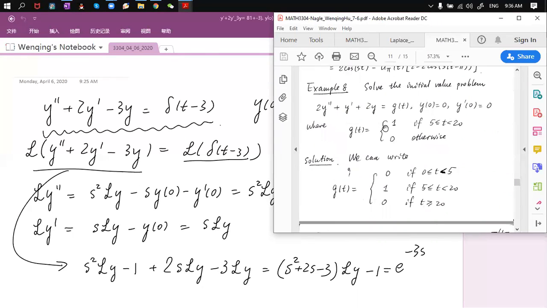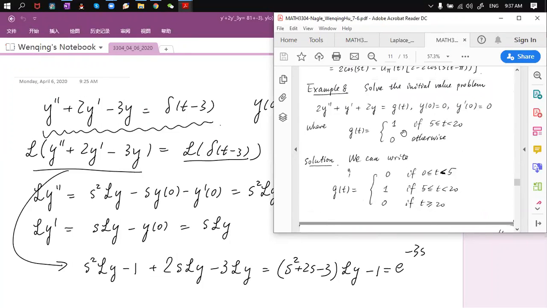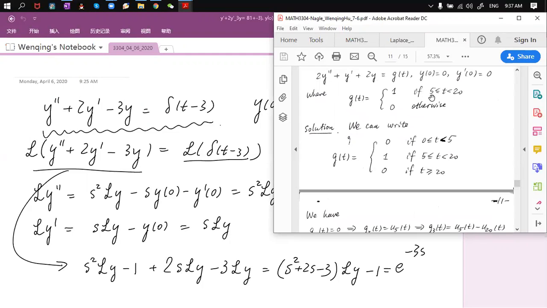Okay, so this one says, can you solve the initial value problem: 2y double prime plus y prime plus 2y is equal to g of t, where y of 0 is 0 and y prime of 0 is 0, where g of t is equal to 1 if t is between 5 and 20 and 0 otherwise. Now, the first important thing, which is also typical for your exams, is that you should turn your function g of t in the right way into a sum of unit step functions. Here, when t is between 5 and 20 you have 1, otherwise you have 0.